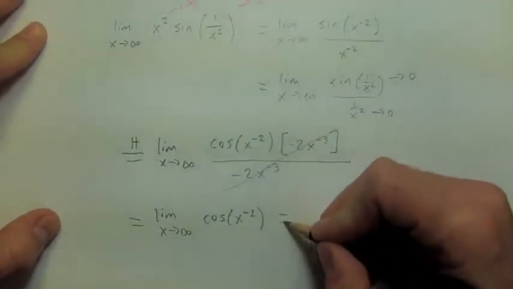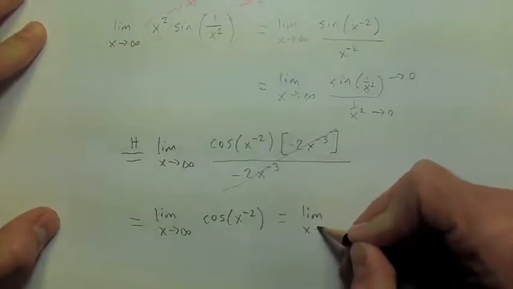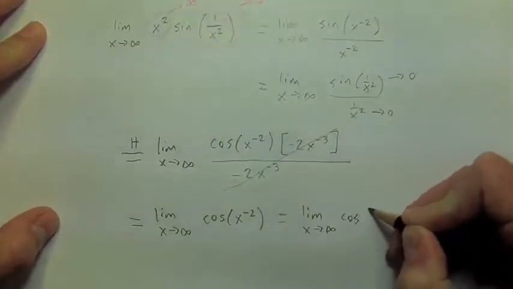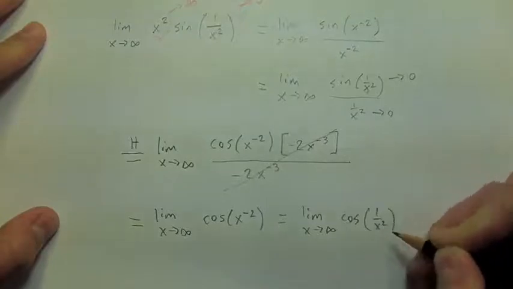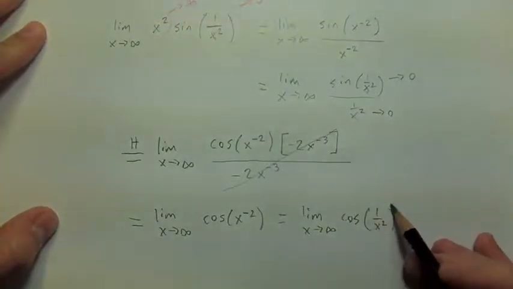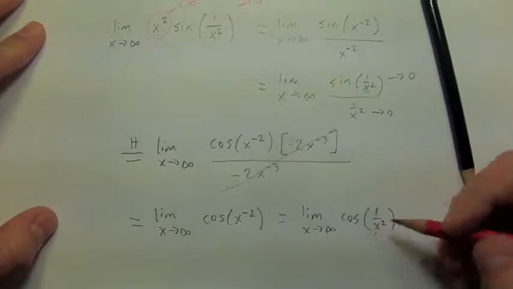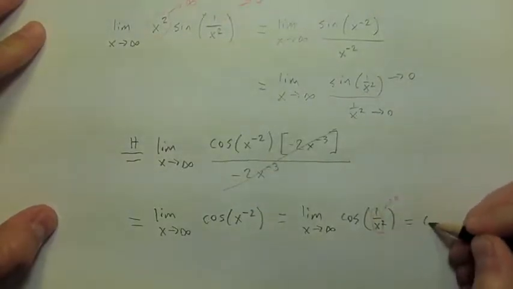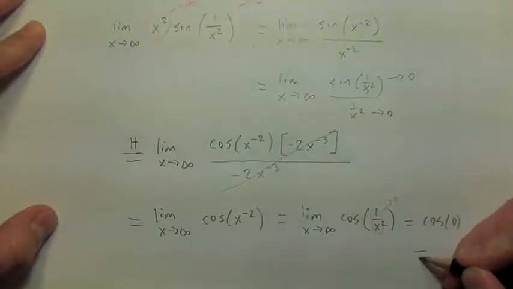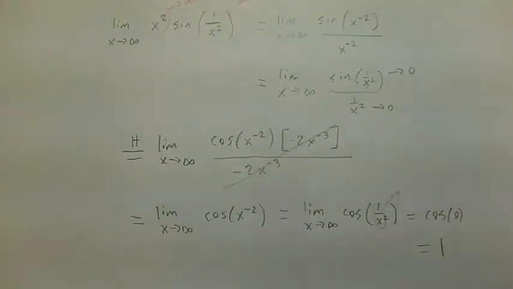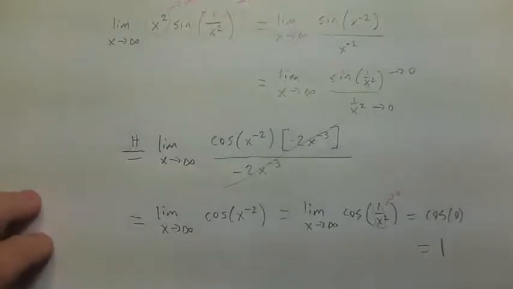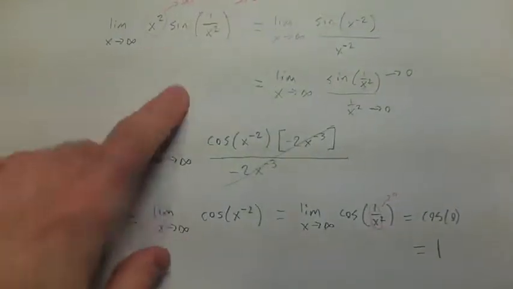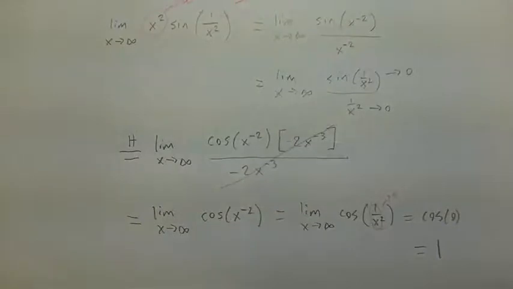Which is the limit as x goes to infinity of cosine of 1 over x squared. And as x goes to infinity, this thing goes to 0. So the whole thing is going to be cosine of 0, which is 1. Right, a bit more work, these examples. Yeah, but it does let us deal with limits that were a lot harder to deal with before.